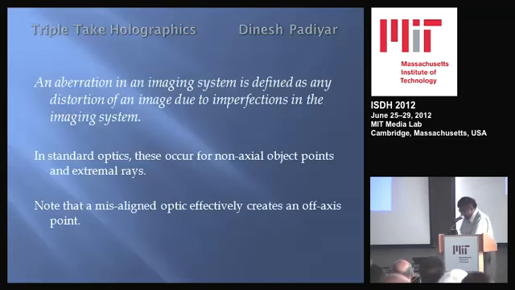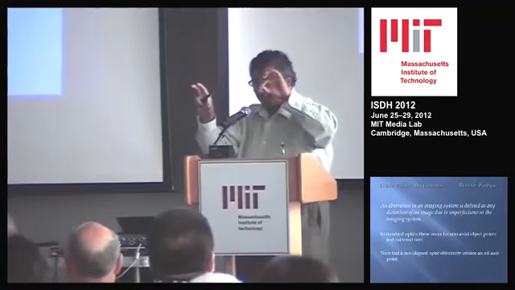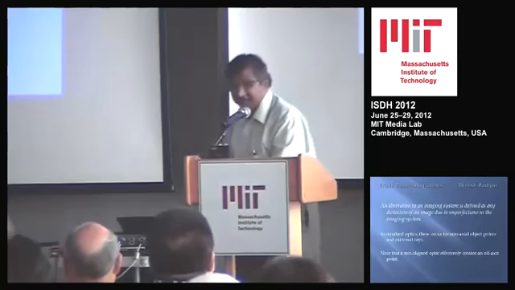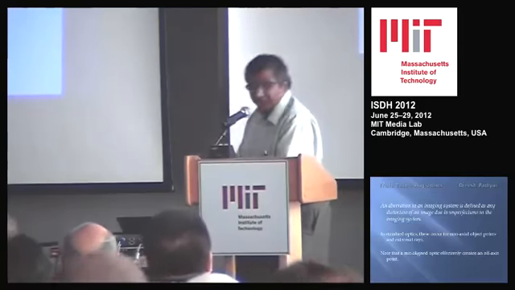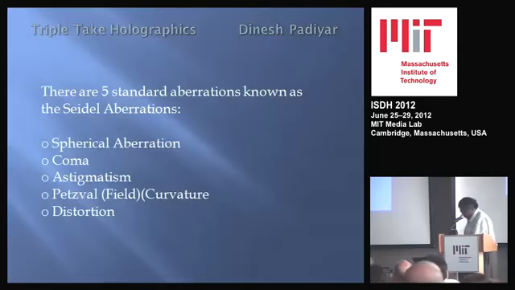So an aberration in an imaging system is defined as any aberration of an image due to imperfections in the imaging system which are inbuilt into the system itself. In standard optics, these occur for non-axial object points, points that are slightly above the axis of the lens, and for these extremal rays coming off of these things. Note that if you have a lens and an axis and a point on the axis and the lens is twisted, the point has now gone off axis, and so a twisted lens gives the same set of aberrations for a non-axial object. So the 5 standard aberrations are known as the Seidel aberrations.